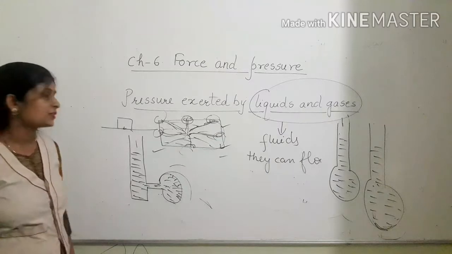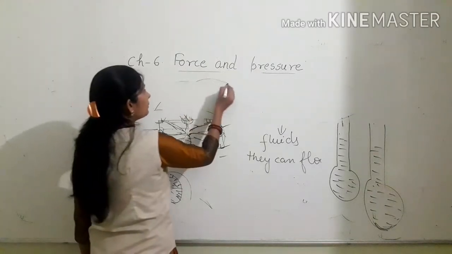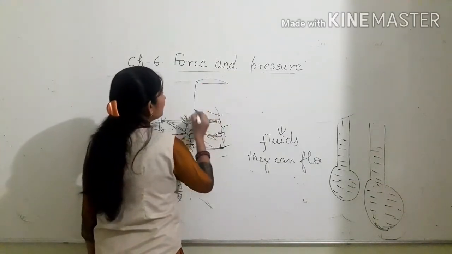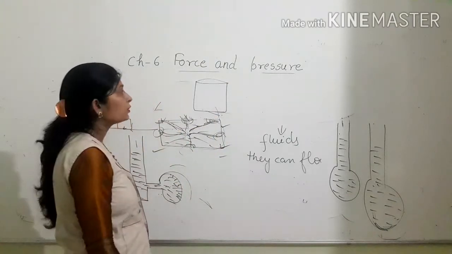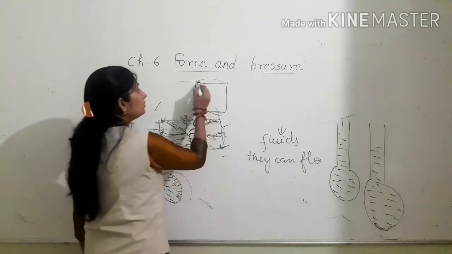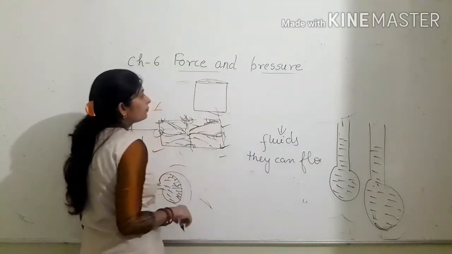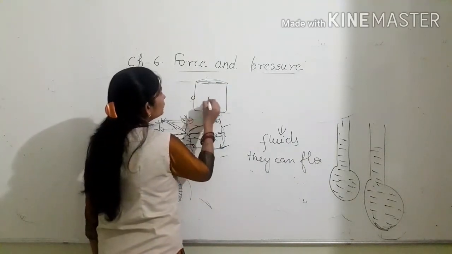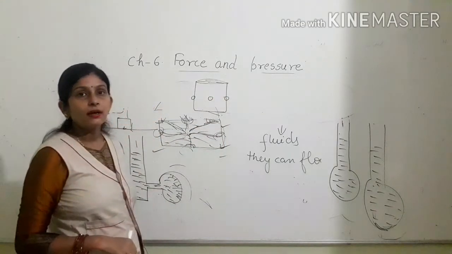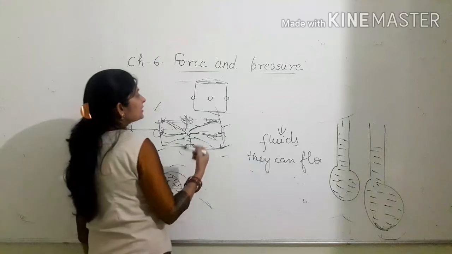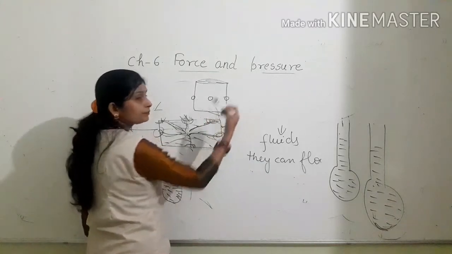Now another experiment. In this experiment, we take a beaker of particular shape and size and fill it with water. Now make 3 holes in different sides but at the same depth.